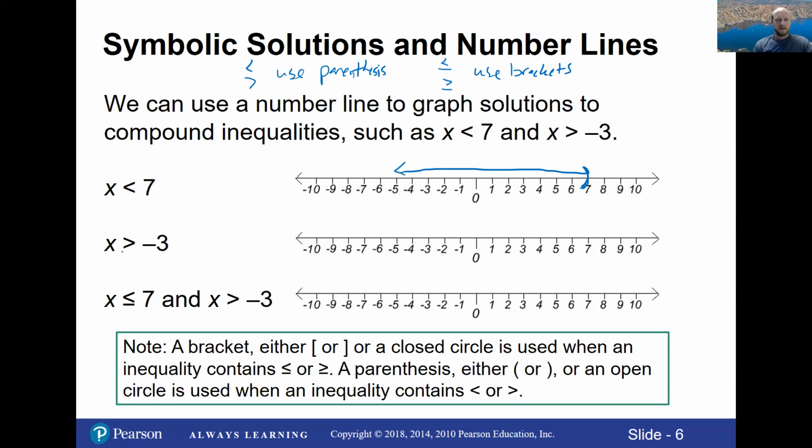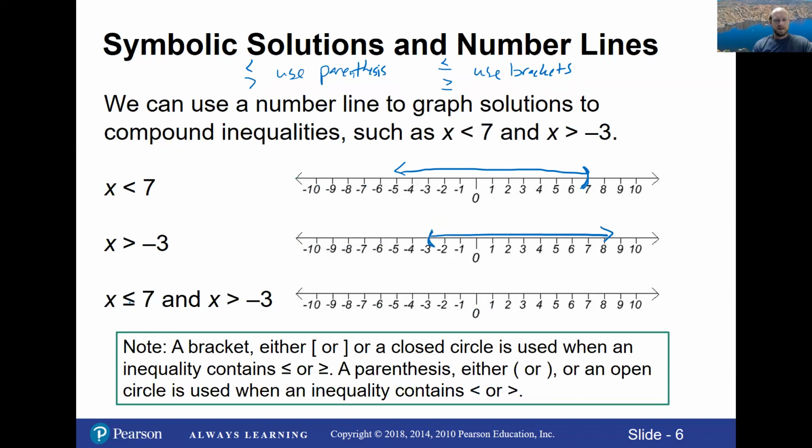Okay. X is greater than -3. I find -3 here. Now this is going to be going to the right. So this arrow kind of points which way it's going. Okay. And I'm going to use a left parenthesis and then draw the arrow to the right in this case. The other one was a right parenthesis.